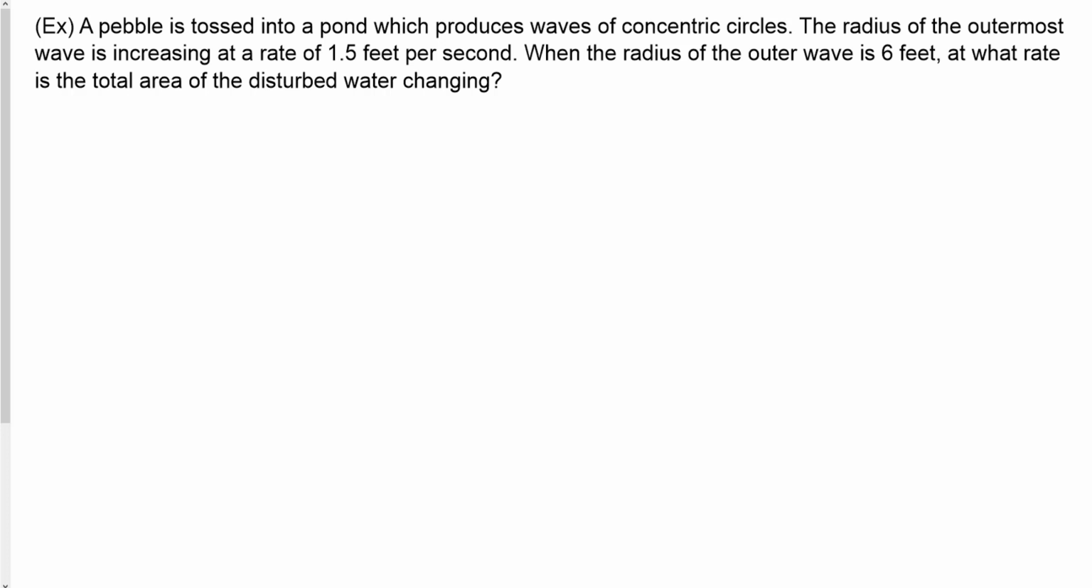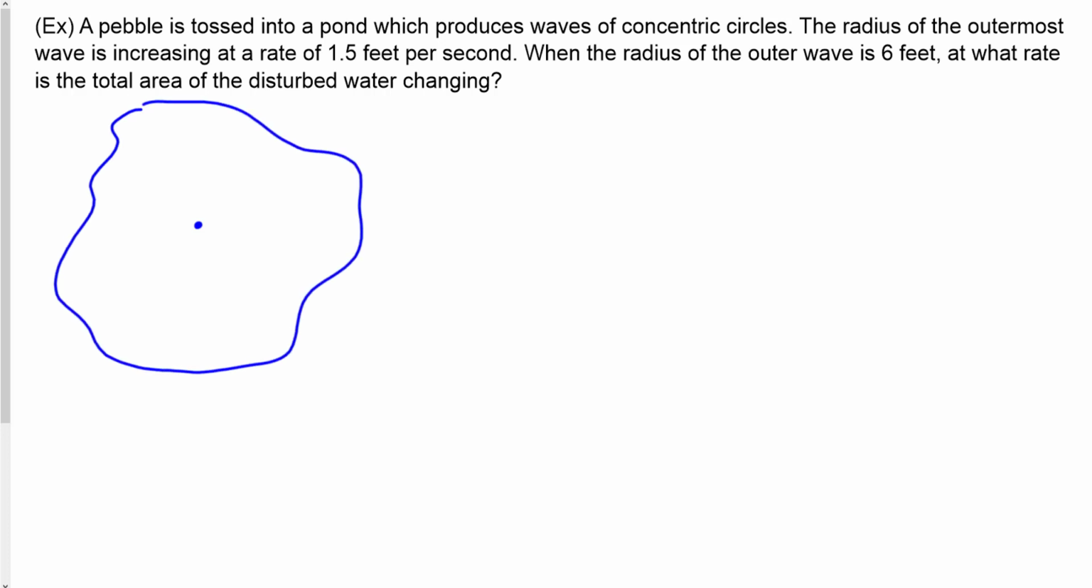So we have this pebble that's thrown into a pond, and it lands at a point. Here's our pond. Okay, and as time passes, we have waves that are going to extend out from this point where the pebble went into the water. So that's where we're getting these concentric circles. Okay, so these are just waves that are moving outward from that center point.